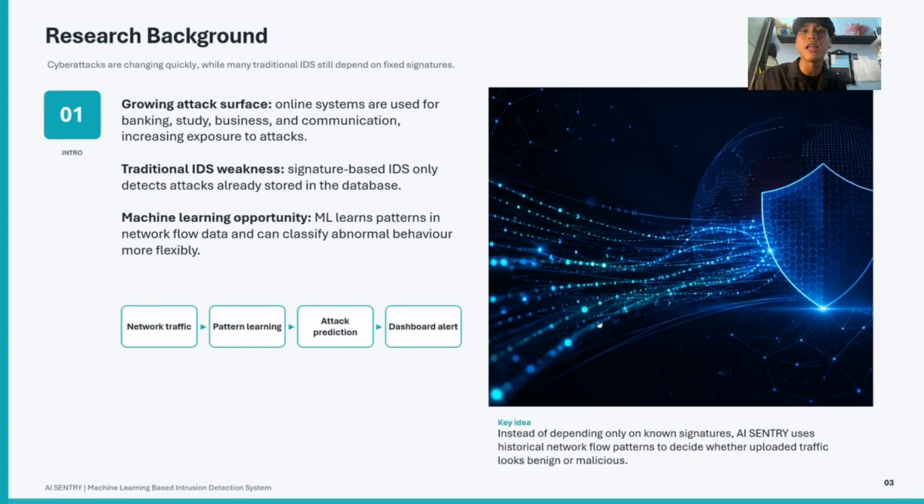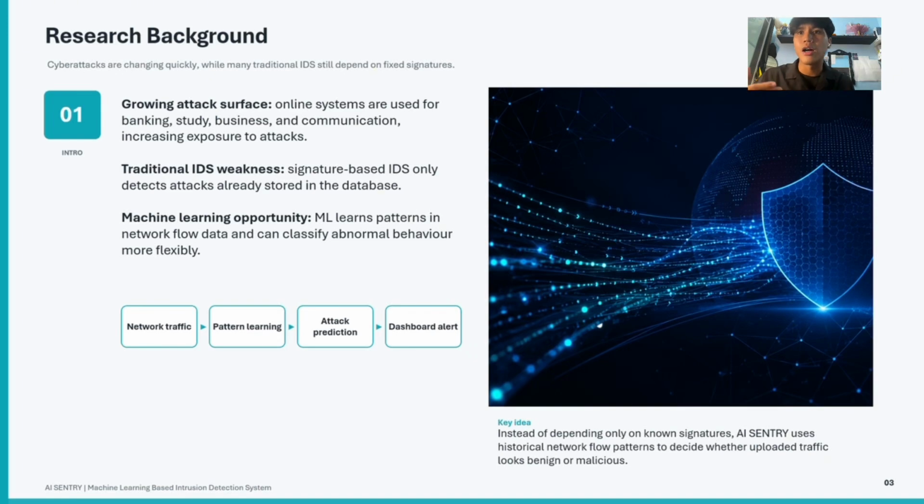Nowadays, many activities depend on computer networks and the internet. So this includes banking, communication, education, business, and entertainment. Because these services are connected to the network, the opportunity for cyber attacks also increases. Attackers are continually changing their techniques to avoid security systems. Traditional intrusion detection systems normally depend on fixed rules or attack signatures. This means they are effective for attacks that are already known, but they may fail when an attack is new or slightly modified. So machine learning provides another approach.